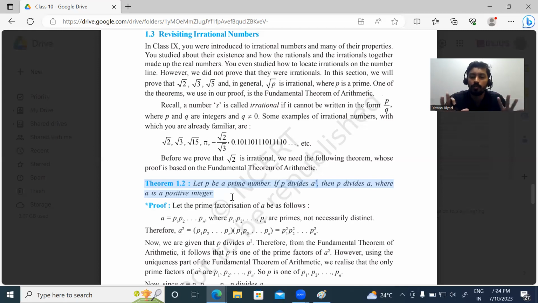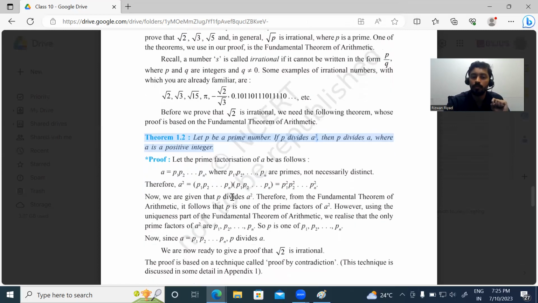If you have these two numbers, one prime number P and a positive integer A, and if P is dividing A square, or if A square is divisible by P, the square of that positive integer A, then definitely P divides A. If P is dividing A square, then that P will divide A also. This is an important theorem. We will use this theorem to prove the irrationality of some numbers.